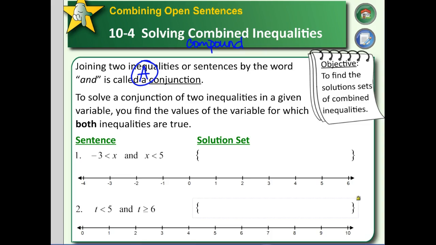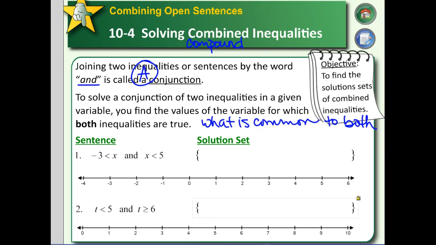And we're going to see conjunctions can be connected by the word "and." Right? So a conjunction is two inequalities that are sentences joined by the word "and." Now, to solve a conjunction, you find the values of the variables for which both inequalities are true. So what we're trying to do here is find what is common to both. Now, what we're going to see is that's going to show us an overlap as we graph.